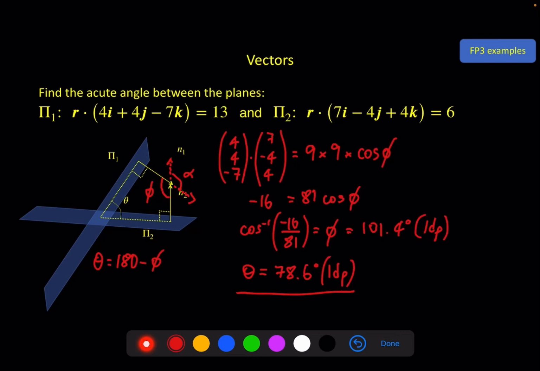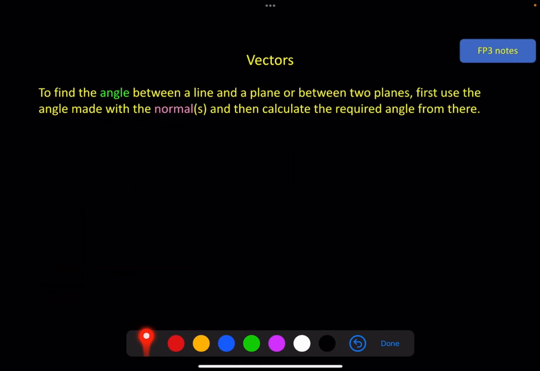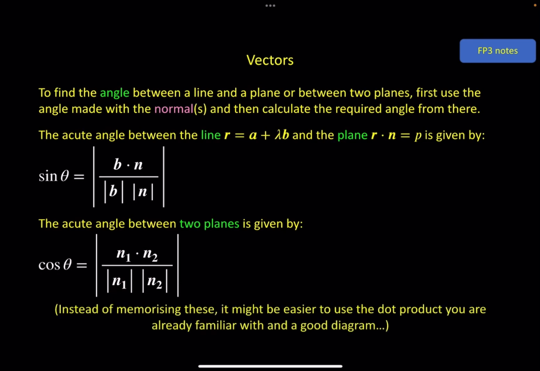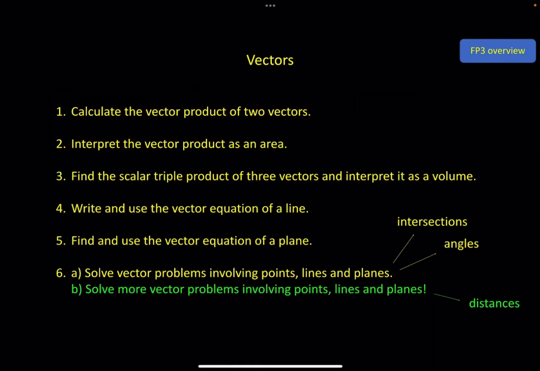And if you think about the dot product and what it is that we're doing here, subtracting from 90 in the previous example and 180 here, then you could come up with these two fancy looking formulas, which is basically just the dot product and then taking the appropriate acute angle, and same here. But personally, I'd say instead of memorizing these, just use the dot product as you're familiar using it and make sure you have a good diagram. Okay, that is intersections and angles.